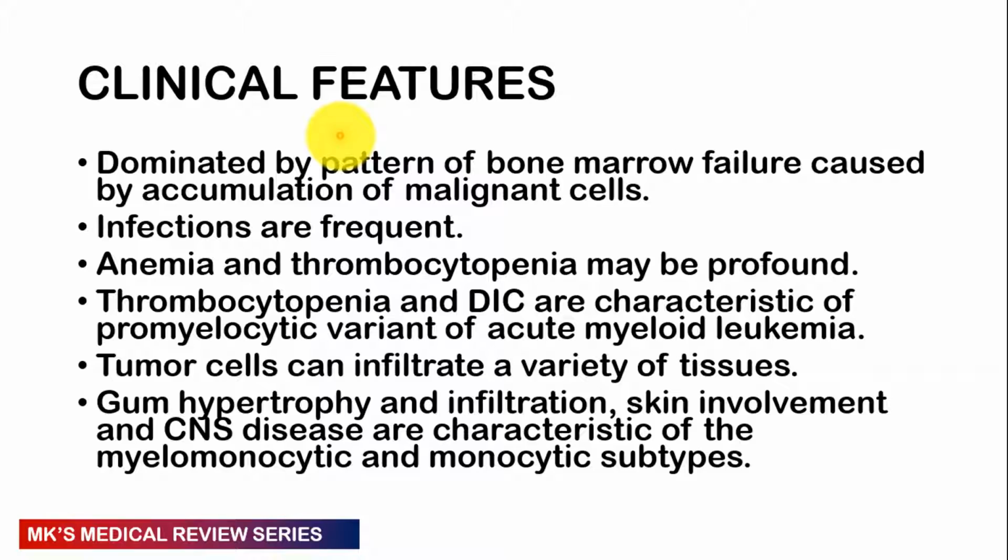Remember that the dominant pattern is going to be bone marrow failure, which is caused by accumulation of these malignant cells. So you have the anemias, you have the thrombocytopenia, and you have the infections. Remember that the thrombocytopenia and the DIC are characteristic of the promyelocytic variants of the acute myeloid leukemias. Then the tumor cells can also infiltrate a variety of tissues. And of importance, you have gum hypertrophy and infiltration, skin involvement, and CNS disease, which are usually a feature of the myelomonocytic and the monocytic subtypes.